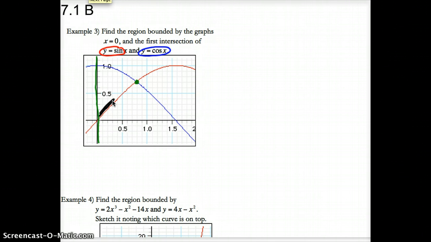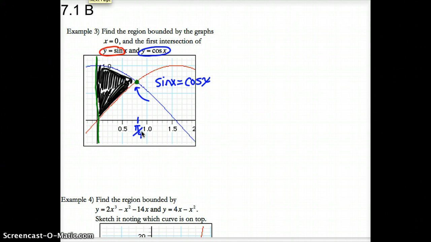So I'm actually looking for the area from the green line to the green dot. Right there. And the blue function's on top, so that'll come first in my integrand. Now, this intersection right here, where is that? Well, that's where sine x equals cosine x. And we know that they're equal at 45 degrees, or at pi over 4. They're both root 2 over 2. So I know that intersection is pi over 4.